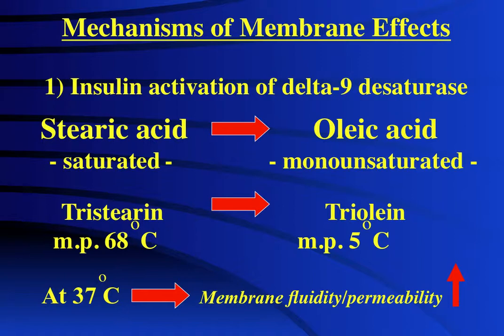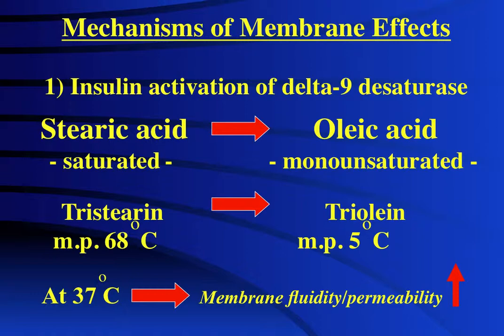But I don't think that's what's going on with the cancer, with the increased cell membrane permeability that we see with these supraphysiologic doses of insulin that allows apparently more drug to get inside the cancer cell. This is what I think is going on. Stearic acid, a saturated long-chain fatty acid, is transformed into oleic acid, monounsaturated.